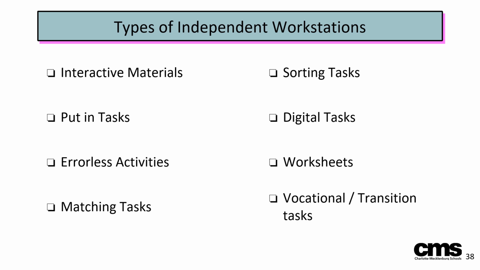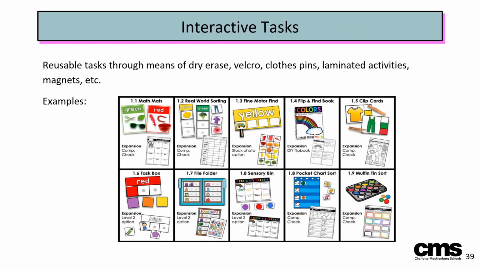Some types of independent workstation activities that we see in our extensions classrooms are interactive materials, put-in tasks, errorless activities, matching tasks, sorting tasks, digital tasks, worksheets, or vocational and transition tasks. Interactive tasks that are reusable through means of dry erase, Velcro, clothespins, laminated activities, magnets, file folder games, and etc. are great for your time and for students to have some repetitive activities. Here there are some examples in the pictures on this slide.